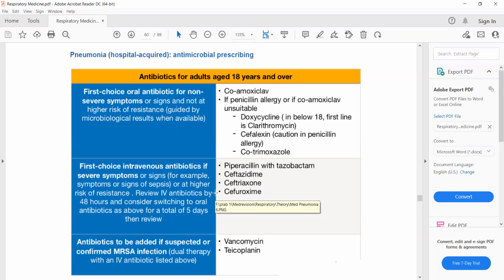So for hospital acquired pneumonia, if there are mild symptoms or non-severe symptoms, then we'll use co-amoxiclav. And if there is allergy to penicillin, then we'll use doxycycline or cotrimoxazole in adults. And in children, doxycycline is contraindicated, so we'll use clarithromycin.